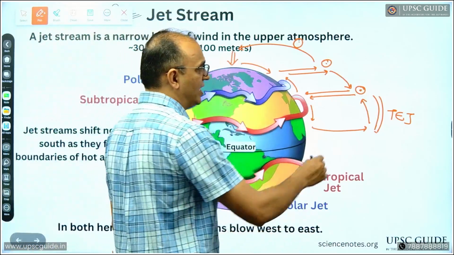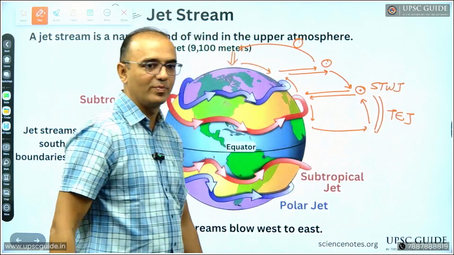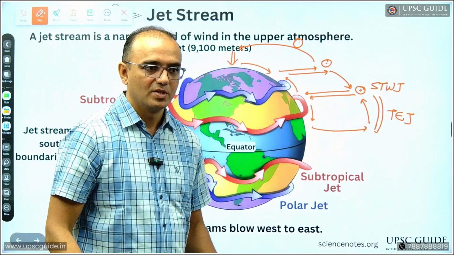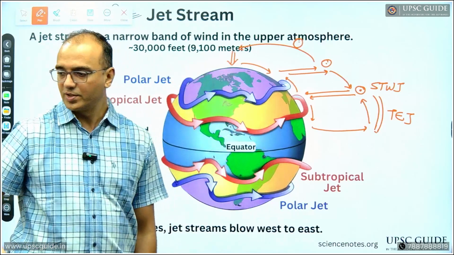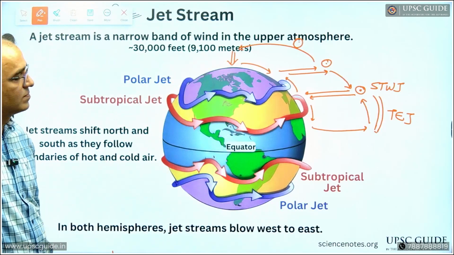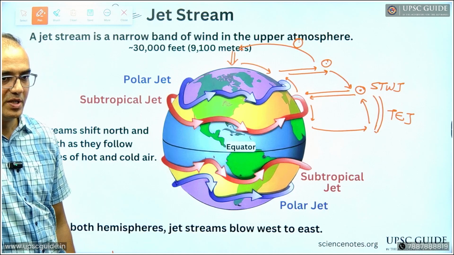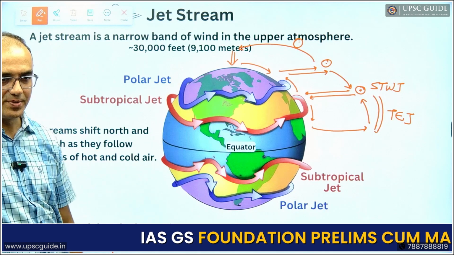We are going to be dealing more with this subtropical westerly jet stream. This is going to be an important player in monsoon. Clear? Shall we move ahead? If you have not understood anything, tell me now. West to east. Only the tropical easterly jet is different. The name itself says tropical easterly jet.